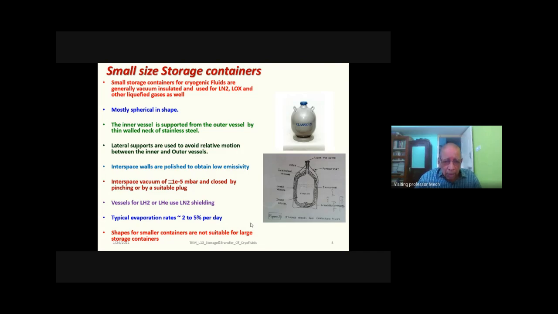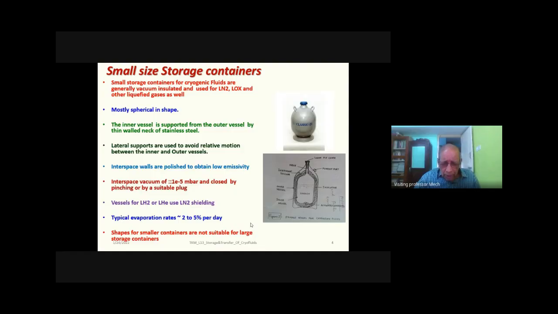Ideally, one would like to have it spherical in shape, so that the inner vessel is supported from the outer vessel from the thin wall neck, maybe of stainless steel, or if it is an FRP neck, then the vessel will be of aluminum construction. Perhaps you may also require some lateral supports. This is just to avoid the relative motion of the inner and outer vessels, but certainly not 100% mandatory. The inner walls are polished to obtain low emissivity, so that the radiation heat transfer is significantly reduced.